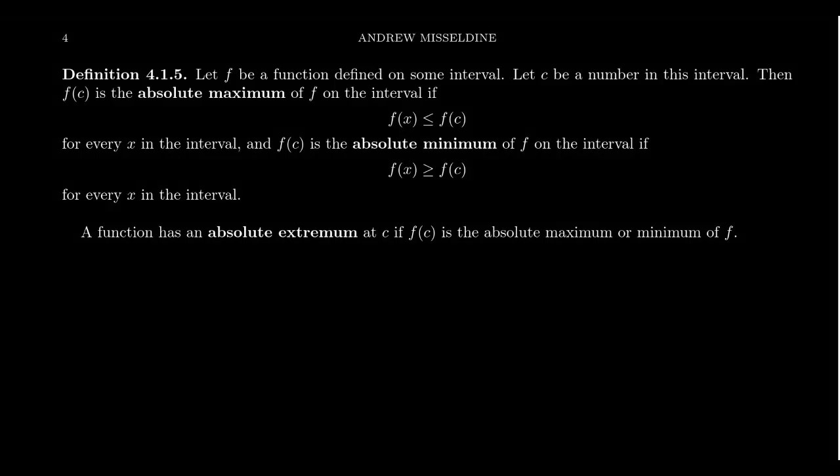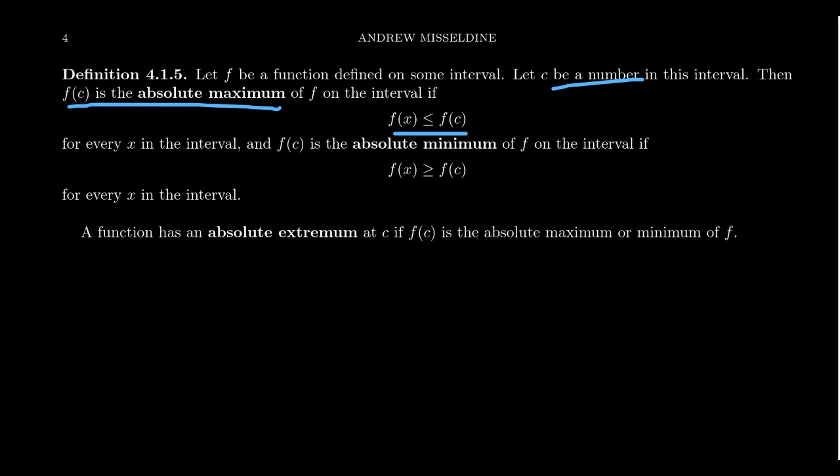So it turns out that not all local extrema are created equal. Let f be a function defined on some domain. Let c be some number inside of that domain. Then f of c is called an absolute maximum if f of x is less than or equal to f of c for all numbers x in the domain.